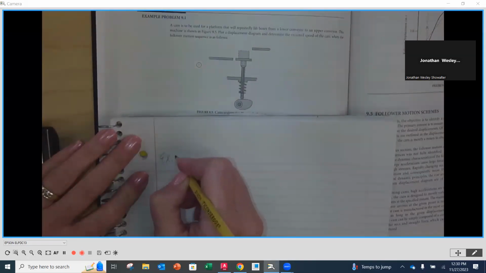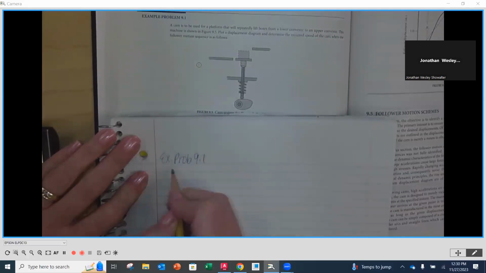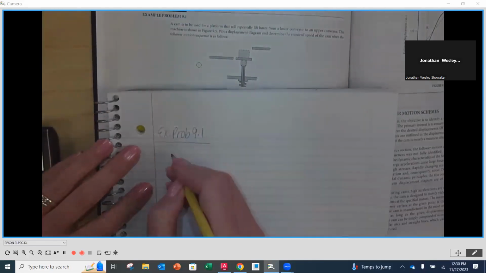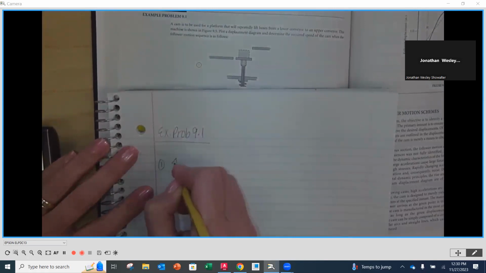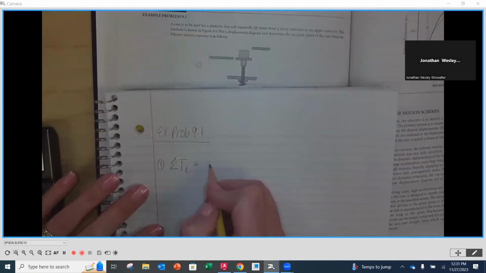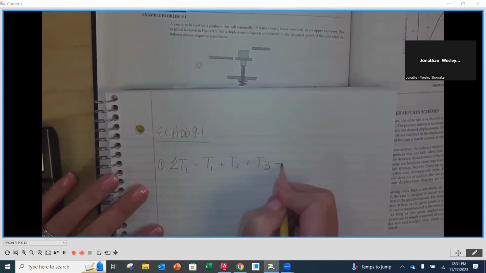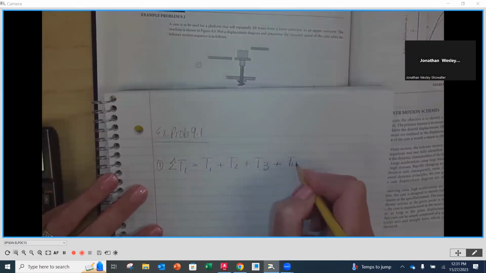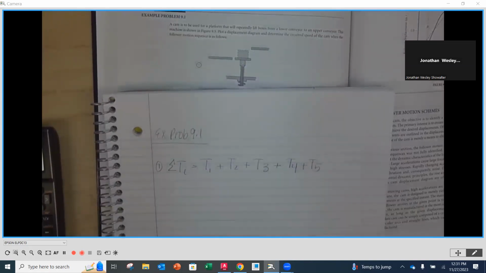example problem 9.1. We know that this is step number 1, the summation of the times. They call it Ti. I'm not exactly sure why, but the summation of the capital Ti is going to be equal to T1 plus T2 plus T3 plus T4 plus T5, because there are 5 motions here. My expectation is everybody's taking notes because this is important. This is the process you're going to go through.